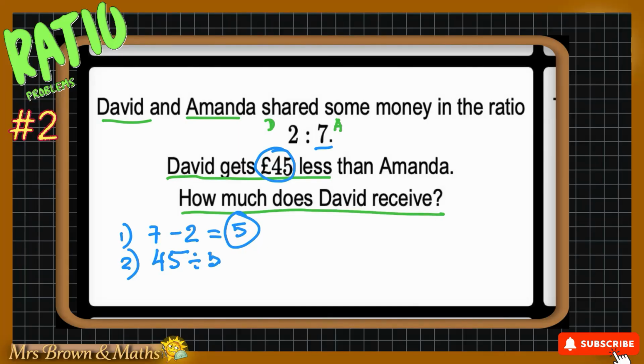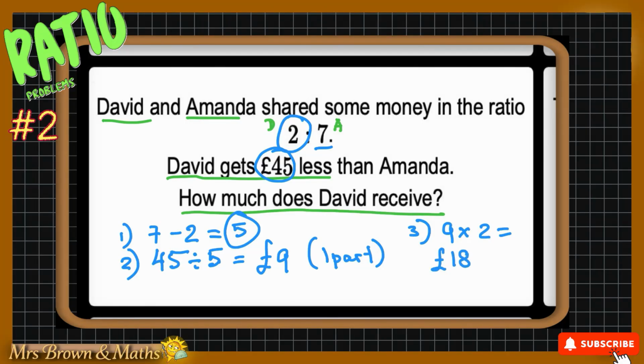That is second step. Third step, because in ratio, we see that David got 2 parts. How to work out how many pounds he got? 9, the value of one share, times 2. The final answer is £18. Don't forget to write down pounds. And you get 3 marks for 3 steps.